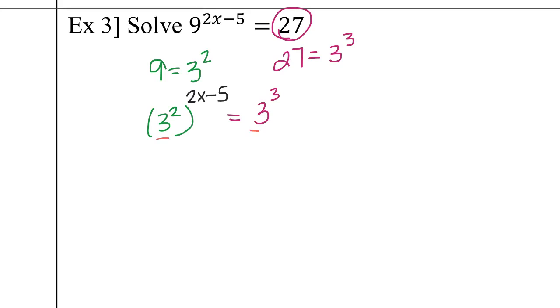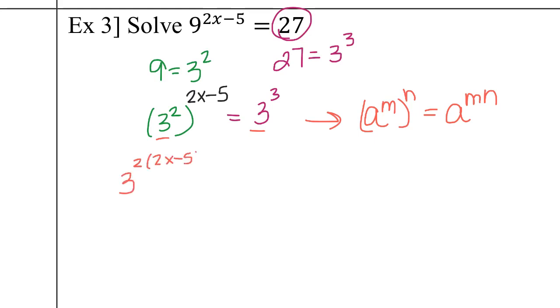So now I have the bases are the same. They're both 3's. Now I'm going to use that property of exponents again. A to the m to the nth power means multiply your exponents, to clean up my exponents a little bit. So this is going to be 2 times 2x minus 5 equals 3 to the third. And now distribute in your outside 2. 3 to the 4x minus 10 equals 3 to the third.